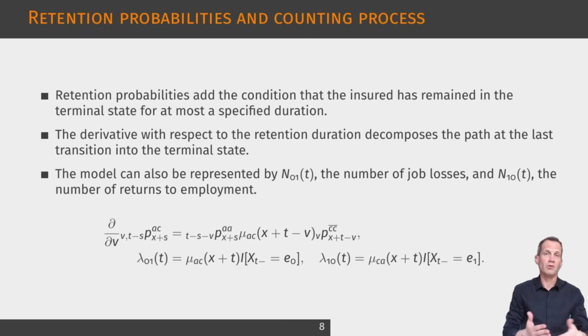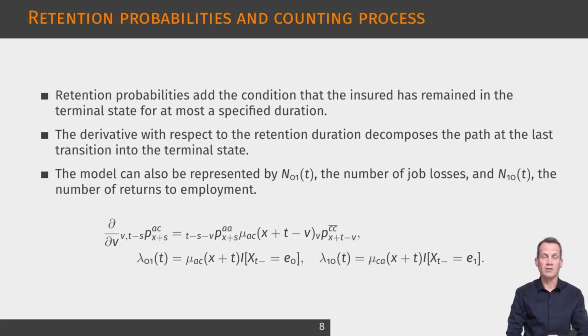The chapter then introduces probabilities with retention in the terminal state. These quantities refine ordinary transition probabilities by adding a condition on how long the insured has remained in the state occupied at the final date. They are useful when payments depend on the duration of the current spell.